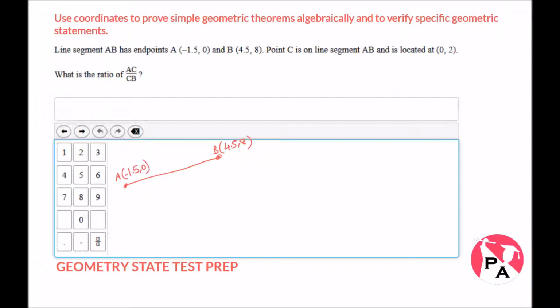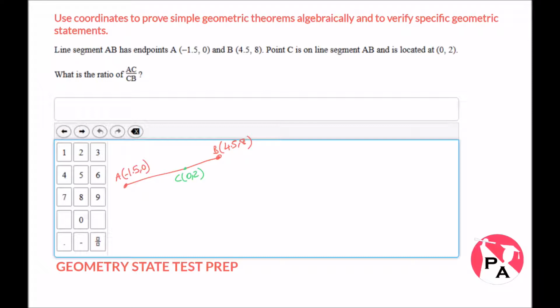And there's this information as well. Point C is on line segment AB. So point C is on this segment. It can be anywhere on the segment and is located at (0, 2). So let's plot another point. It doesn't need to be exactly in the middle. We don't know if it's in the middle. So just place it randomly on the segment.